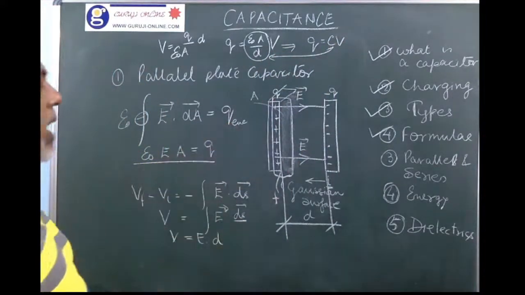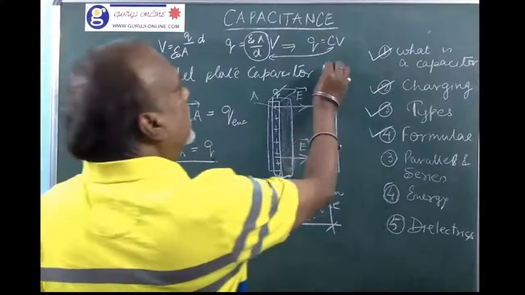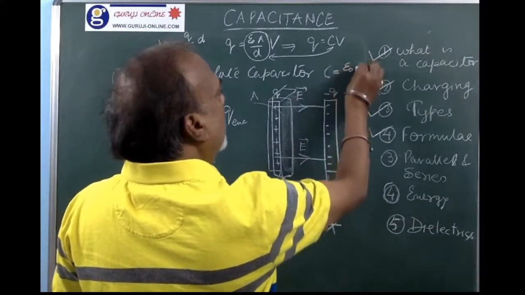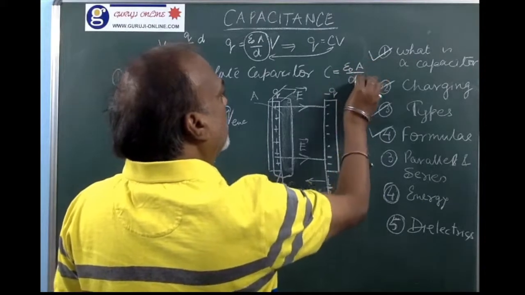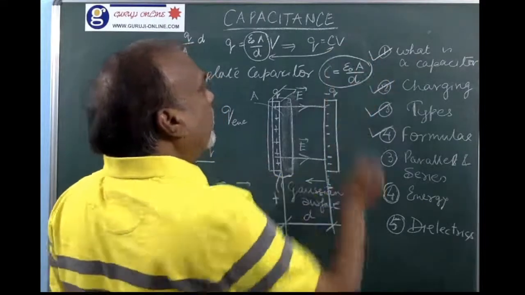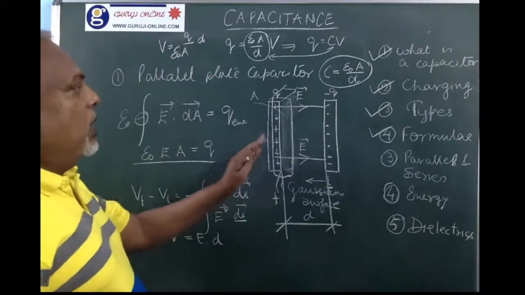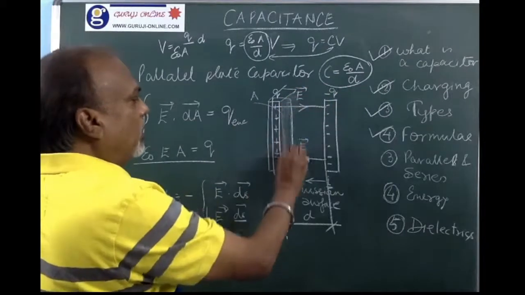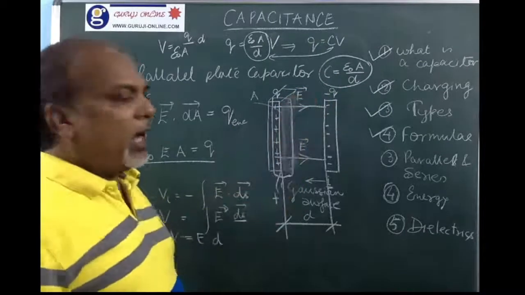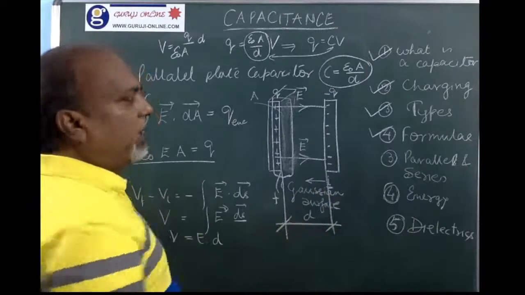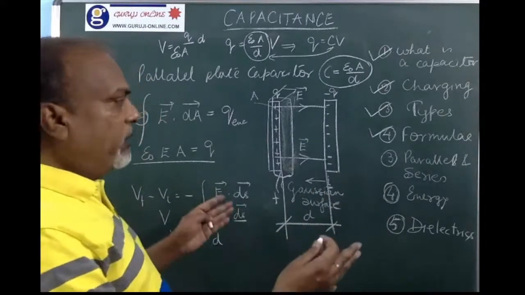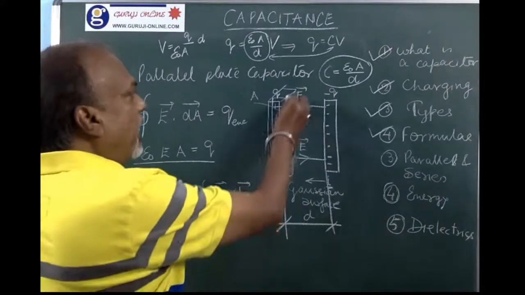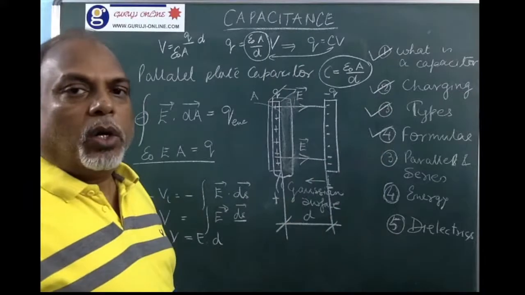So in case of parallel plate capacitors, your C is epsilon 0 A upon D. Means your capacitance is dependent only on the area of the plate and distance between them. If you increase the distance, capacitance will come down. If you increase the area, capacitance will go up.